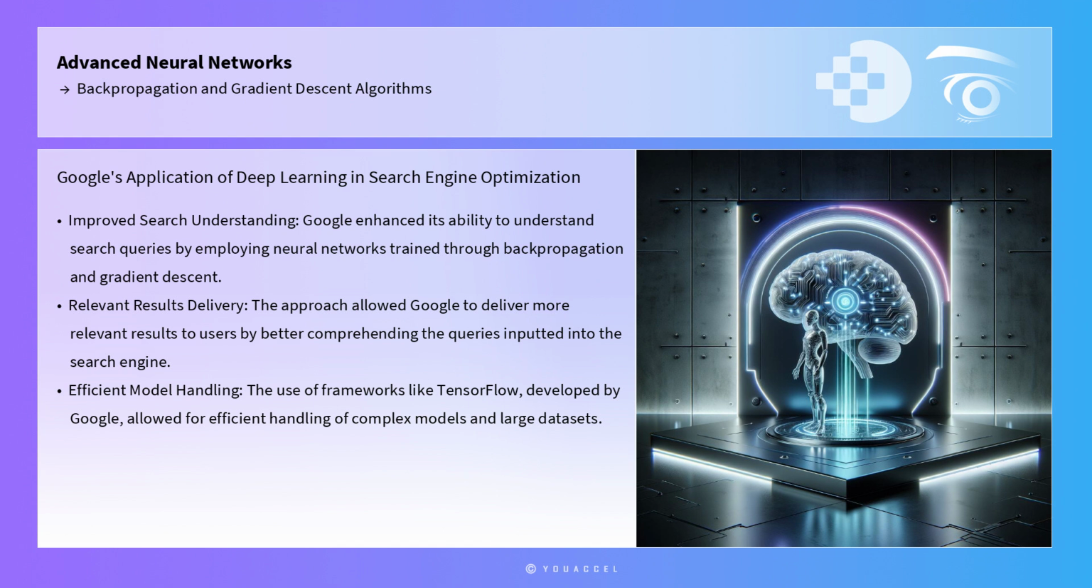By employing neural networks trained through backpropagation and gradient descent, Google enhanced its ability to understand search queries, delivering more relevant results to users. The use of frameworks like TensorFlow, developed by Google, allowed for efficient handling of complex models and large datasets, showcasing the impact of these algorithms in a real-world context.